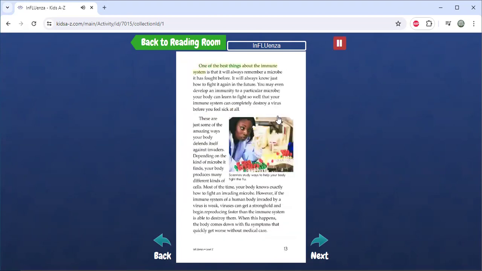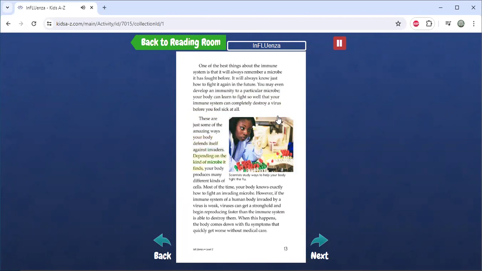One of the best things about the immune system is that it will always remember a microbe it has fought before. It will always know just how to fight it again in the future. You may even develop an immunity to a particular microbe. Your body can learn to fight so well that your immune system can completely destroy a virus before you feel sick at all. These are just some of the amazing ways your body defends itself against invaders.